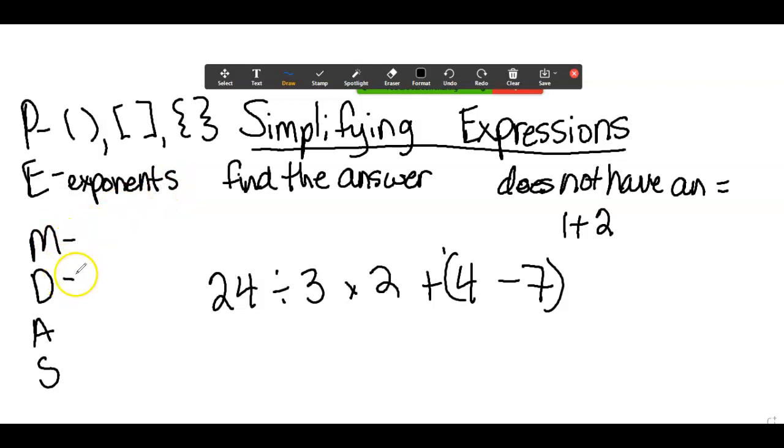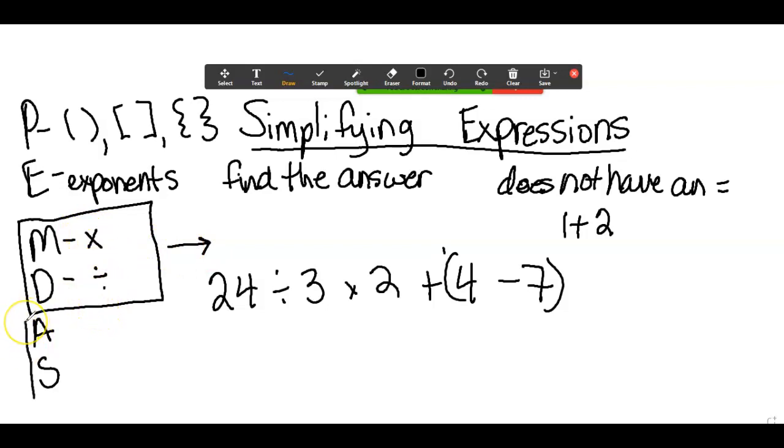Remember that multiplication and division are together. We always look at both of them and we go from left to right. So multiplication and division is one step. And then the same thing for addition and subtraction. Addition and subtraction, we always look for both and we go from left to right.